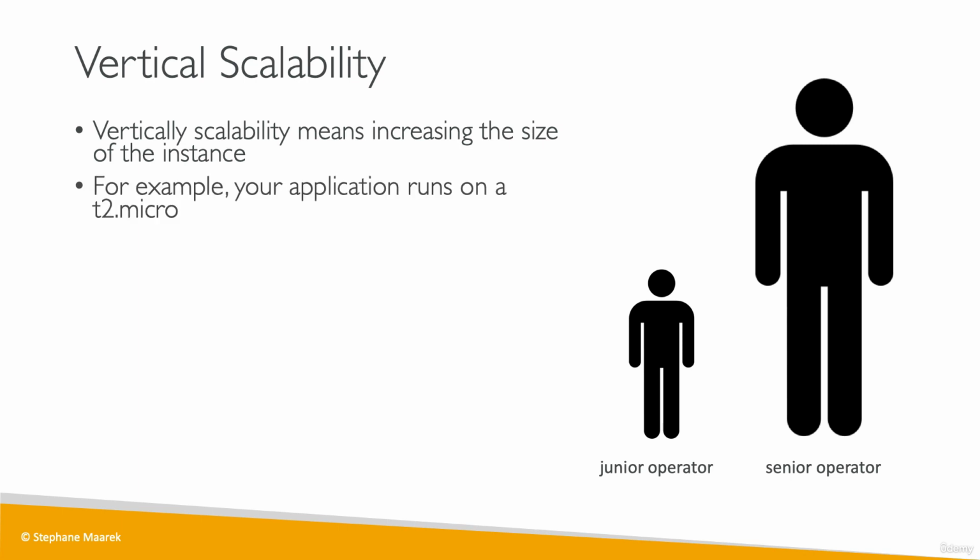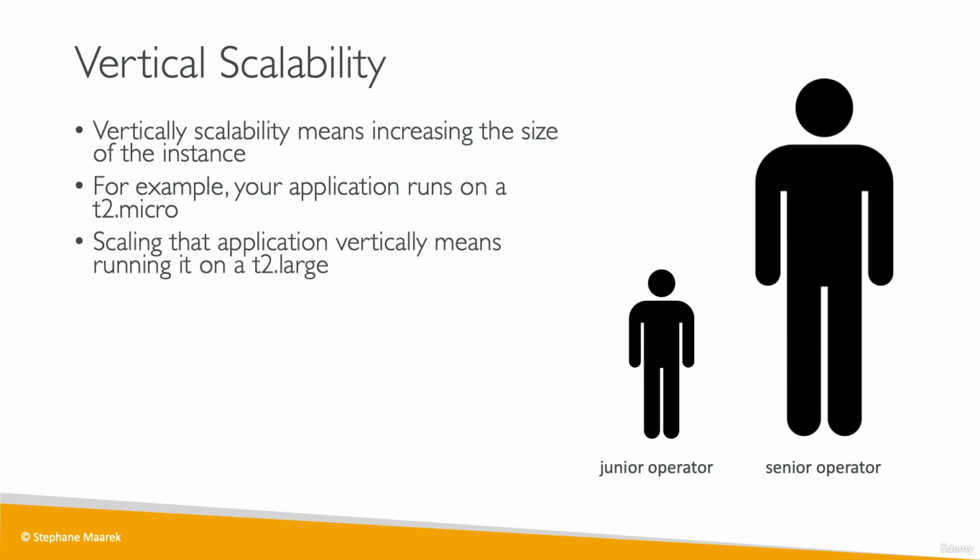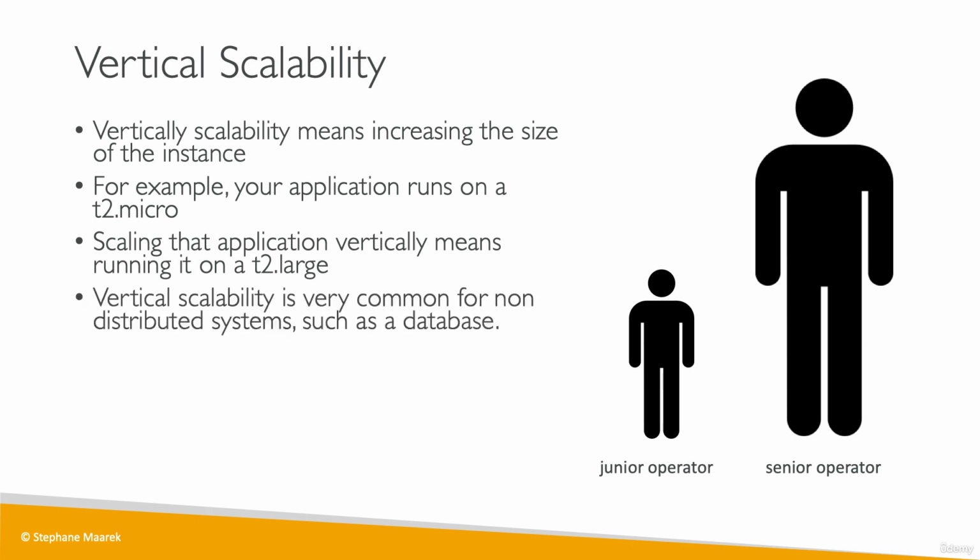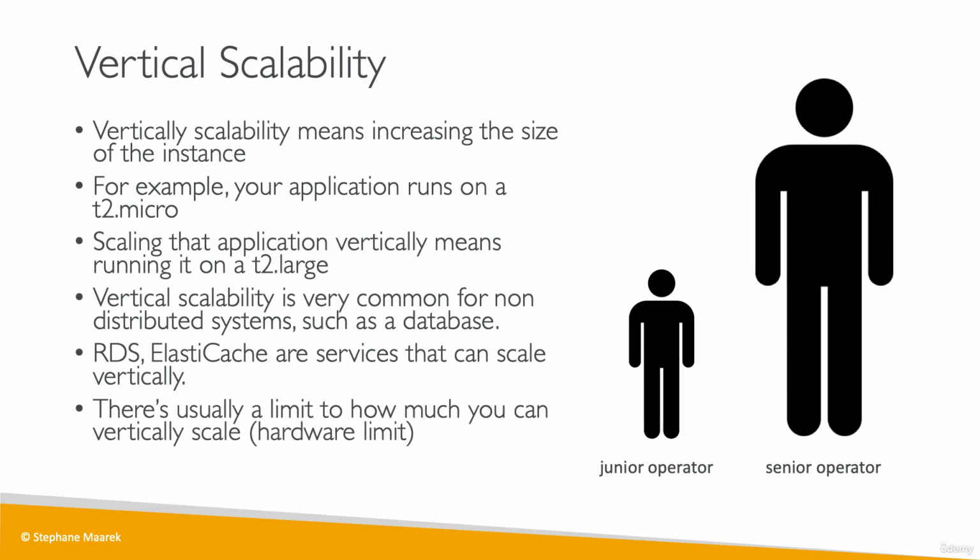So for example, in EC2, our application was on a T2 micro and we want to upscale that application. That means maybe you want to run it on a T2 large. So when do we use vertical scalability? Well, it's very common when you have non-distributed system, such as a database. So it's quite common for a database, for example, on RDS or Elasticache. These are services that you can just scale vertically by upgrading the underlying instance type. Although there's usually a limit to how much you can vertically scale, and that's a hardware limit. But still, vertical scalability is fine for a lot of use cases.